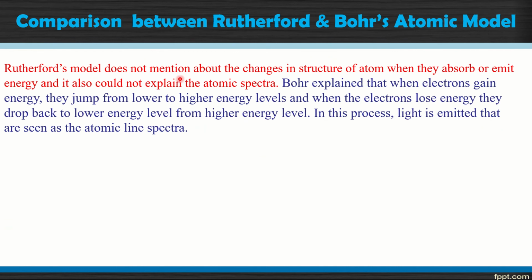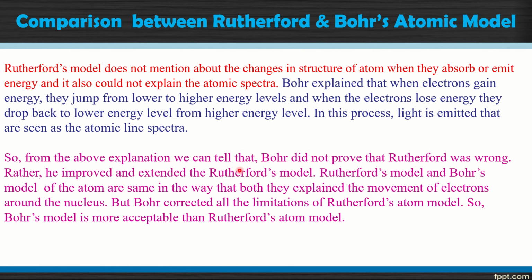Rutherford's model does not mention the changes in the structure of the atom when it absorbs or emits energy, and it also could not explain the atomic spectra. Bohr explained that when electrons gain energy, they jump from a lower to a higher energy level, and when electrons lose energy, they drop back to a lower energy level from a higher energy level. In this process, light is emitted that is seen as the atomic line spectra.